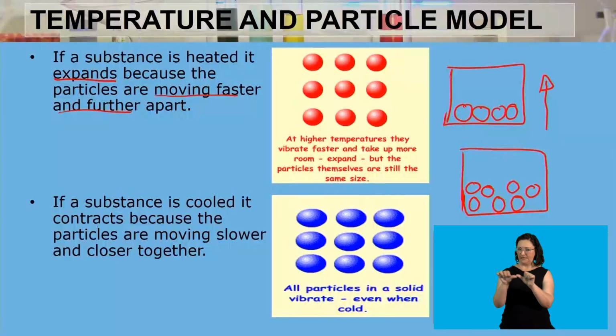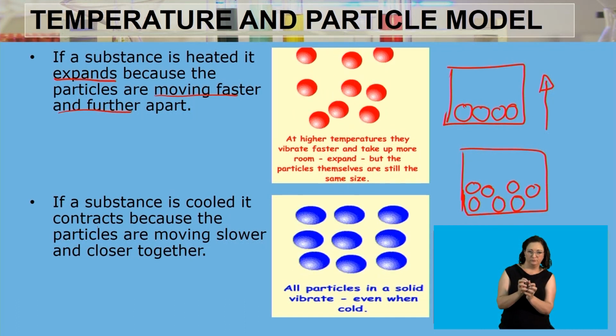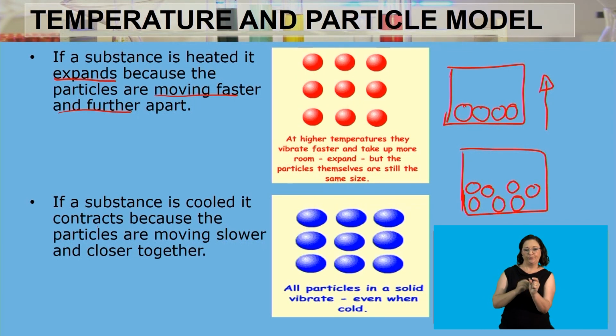And then if we are cooling the same substance, the particles are going to be moving slower and slower and closer and closer together. Because they're moving closer together, they contract, meaning that the spaces between the particles become smaller and smaller. Then at the end of the day, they're going to cover a small surface area. They appear to have decreased in size, whereas they are still the same size, just closer together. So that's what we mean by increasing and decreasing the temperature of matter: what happens when a substance expands, and what happens when it contracts.